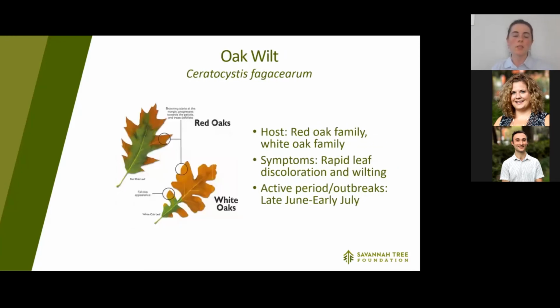And it's also of concern that oak wilt is in this country, and it affects the red oak family very quickly. It actually affects the white oak family more slowly. So that would include the scarlet oak, for instance, which is a red oak, and the white oak, obviously a white oak, and the swamp white oak is also a white oak. The symptoms would be rapid leaf discoloration and wilting. And so I included a photo here where you can see how quickly a lot of that wilting is spreading. The active period or outbreak would be late June to early July.